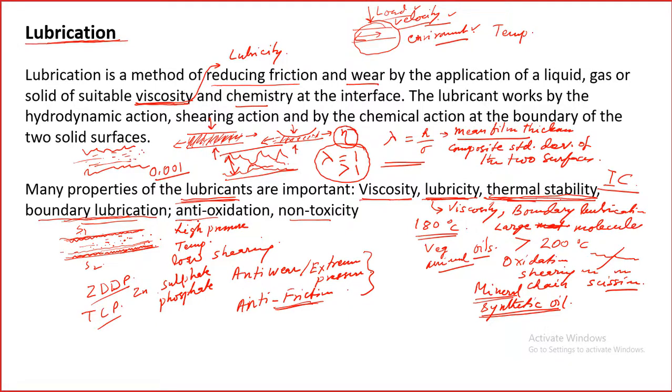Now another thing is anti-oxidation. As we were talking about thermal stability, one of the mechanisms of thermal degradation is oxidation. So if we add some anti-oxidation additive, we can reduce the rate at which a lubricant oxidizes or fully degrades. So in general this will improve the lubricant life.